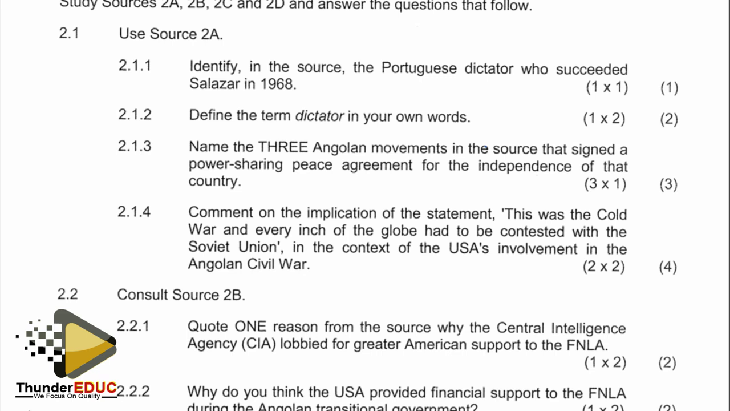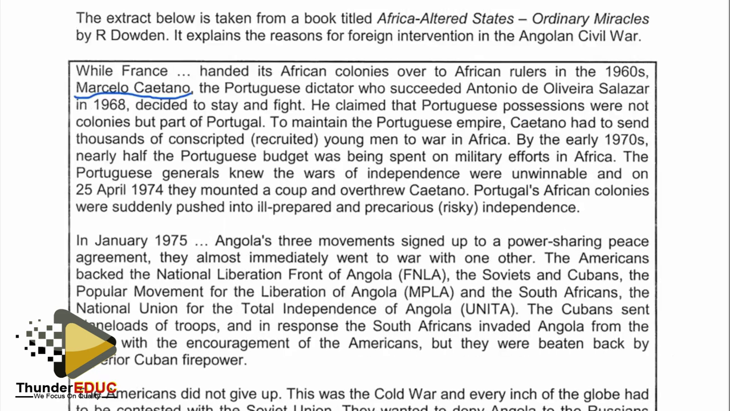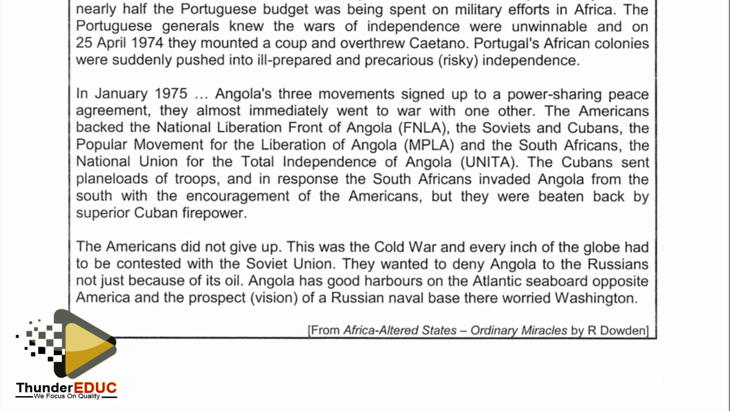Right. Then we go to number 213. Name the 3 Angolan movements in the source that signed the power sharing peace agreement. That is an extraction question. Don't need to waste time. We come here. We find that there is the National Liberation Front of Angola, FNLA. Then we also have the Popular Movement for the Liberation of Angola, MPLA. And we have the National Union for the Total Independence of Angola, UNITA. These are the 3, 1, 2, and 3. These were the movements that signed a power sharing deal and formed a transitional government as they were preparing for formal elections.